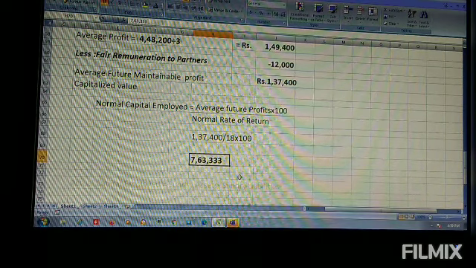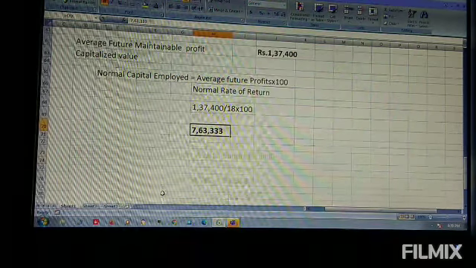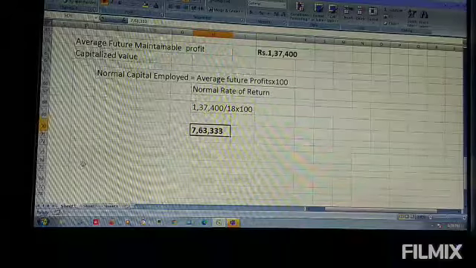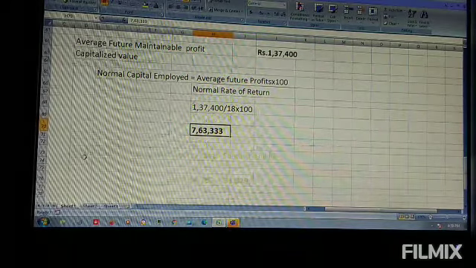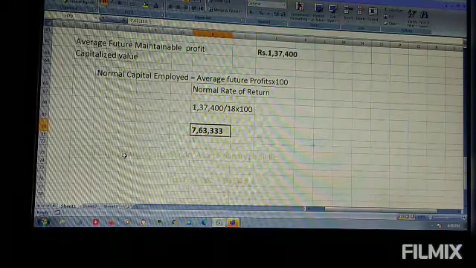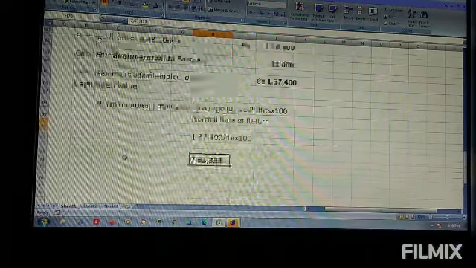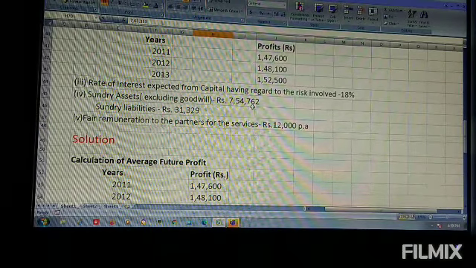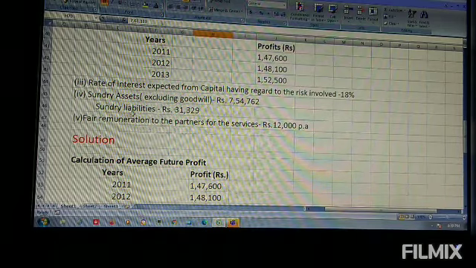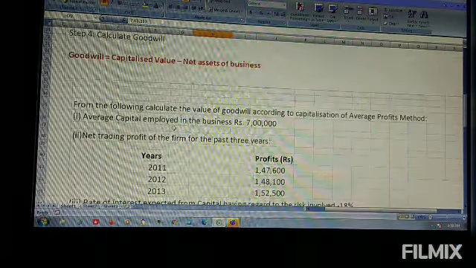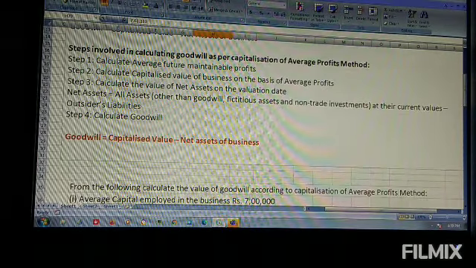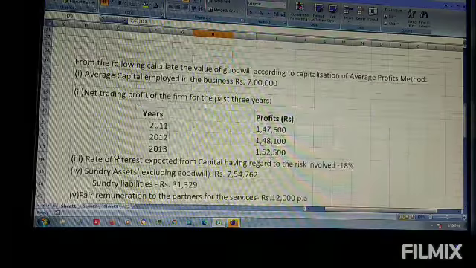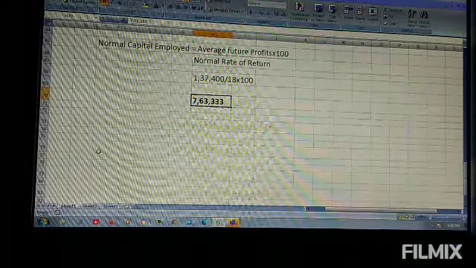Okay. Now we'll go for the last ascertainment, that is, we have to find out the actual capital employed. For that it is sundry assets minus sundry liabilities. It is given here. Sundry assets is 7,54,762 minus sundry liabilities. In the third step, we calculate the value of net assets on the valuation date.